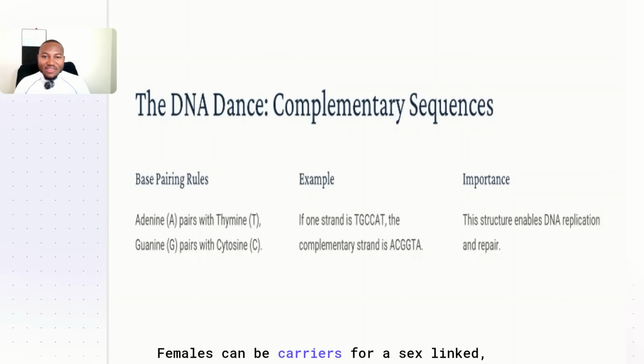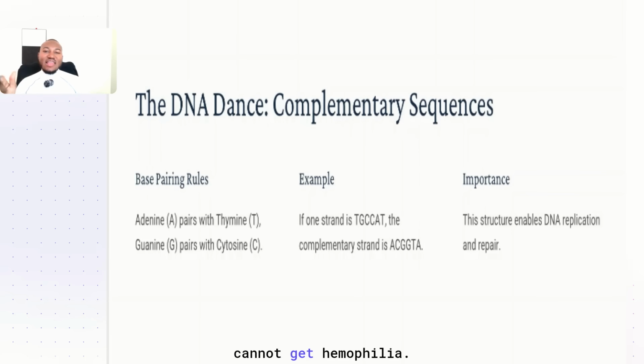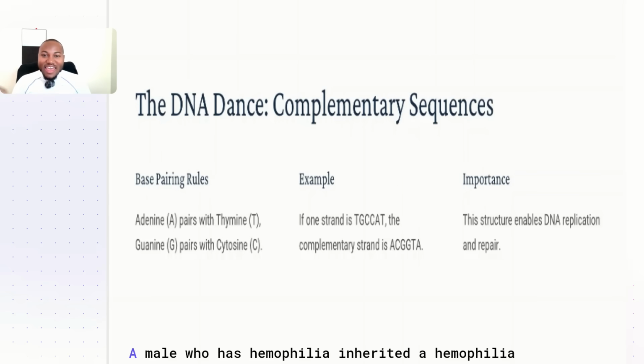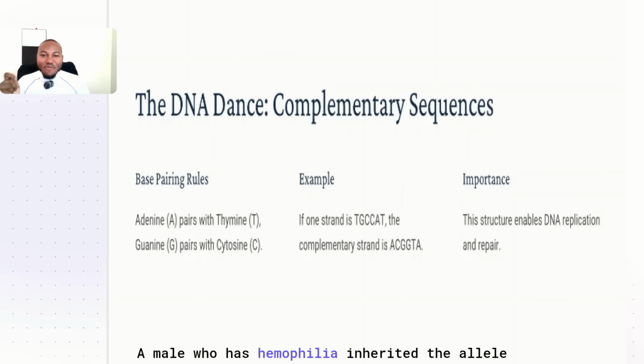Females can be carriers for a sex-linked recessive. Okay, hemophilia is caused by a sex-linked recessive allele. This means that dash. Females can be carriers but cannot get hemophilia. The gene is found on the Y chromosome. A male can give the allele to their sons but not to their daughters. True? Nah. A male who has hemophilia inherited the hemophilia from his father. Nah.